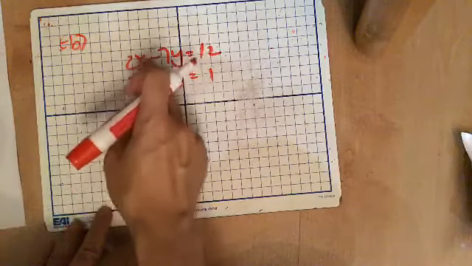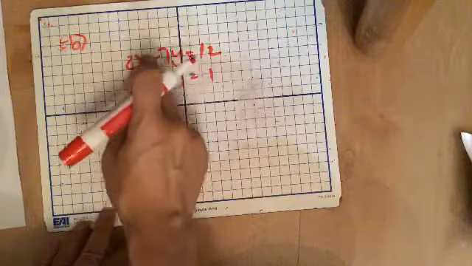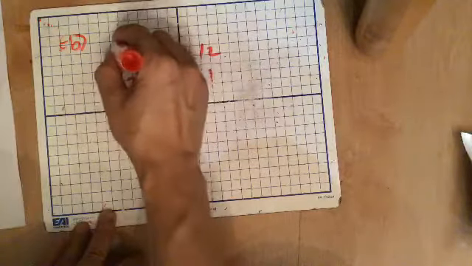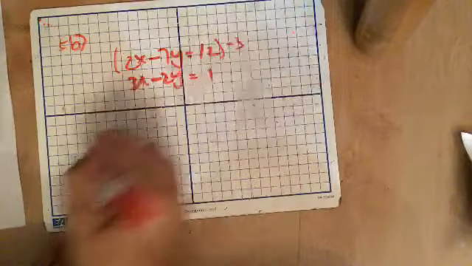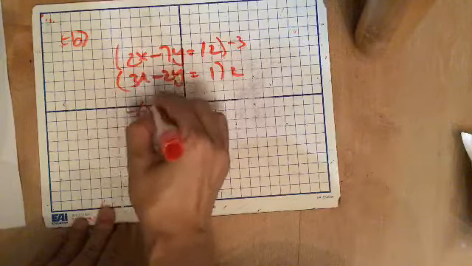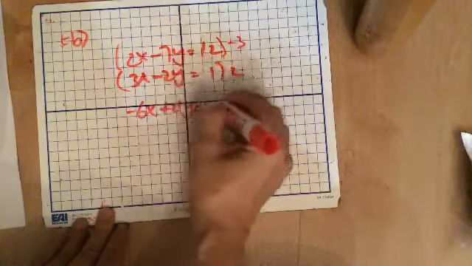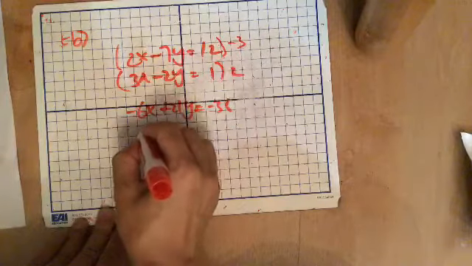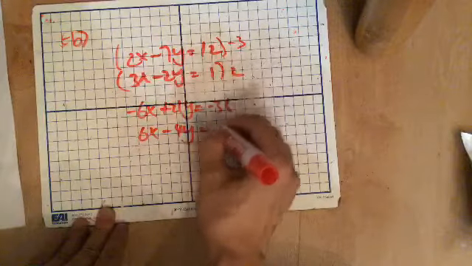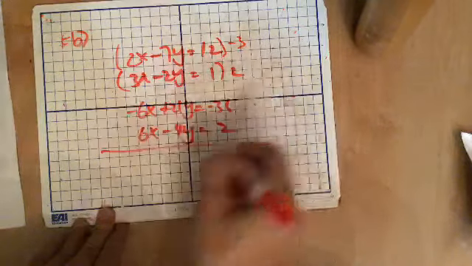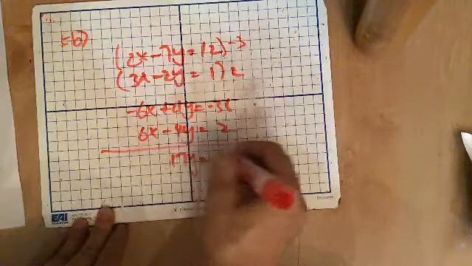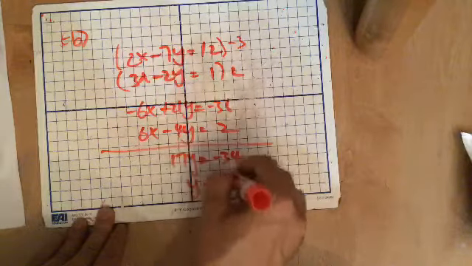I'm going to find a way to create opposite x's to each other. So what I'm going to do is look at the common factor, which is 6. So I'm going to multiply the first equation by -3 and the second equation by 2. If I do that, that's going to give you -6x plus 21y is equal to -36. And here it's going to be 6x minus 4y is equal to 2. I'm going to add those two equations now. Now I have the opposites, so it's going to be 17y is equal to -34. Y is equal to -2.